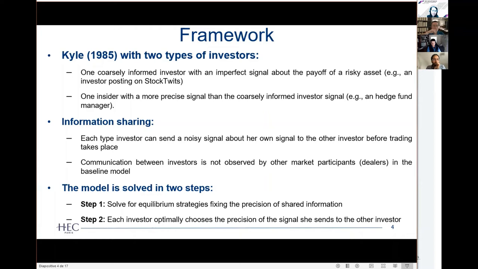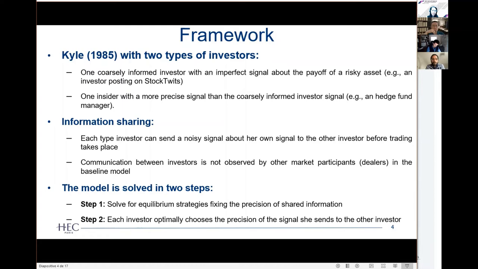So there is one guy who is called the coarsely informed investor. He has an imperfect signal about the payoff of the risky asset. The interpretation might be one of the guys posting on StockTwits, for instance. And there is another guy who is called the insider in the model, who has a more precise signal. In the baseline model, the guy has perfect information, but that's not key. Really, the important thing is that the insider has more precise information than the first investor.